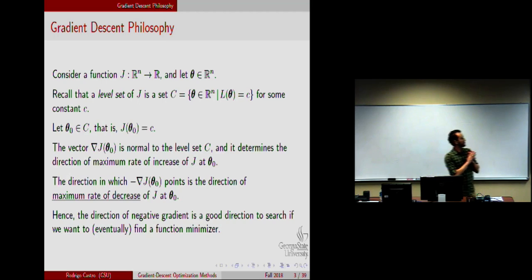Okay, so let's consider a function J from R^n to R. So you take a vector of n entries, and it will give you a number. And theta will be a vector like those in R^n. And recall that a level set of J is a set of all the thetas in that vector space such that when you plug it in, oh, that should be J, not L, J of theta equals some constant. So each constant will define a level set. And we've seen this concept before.